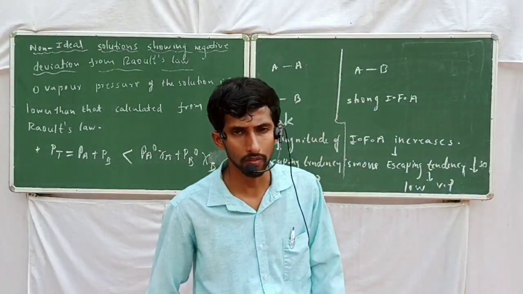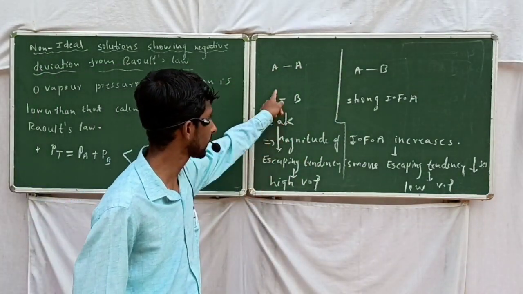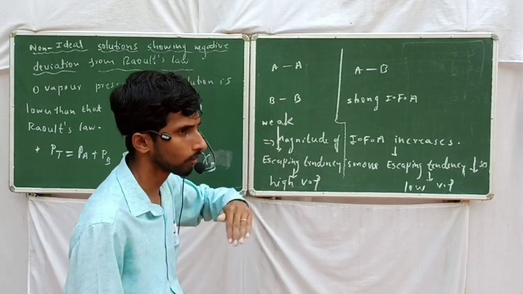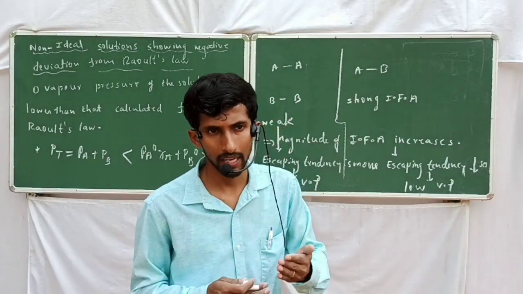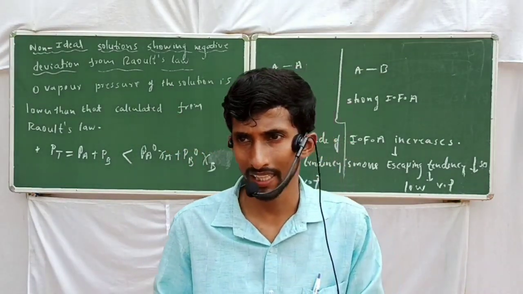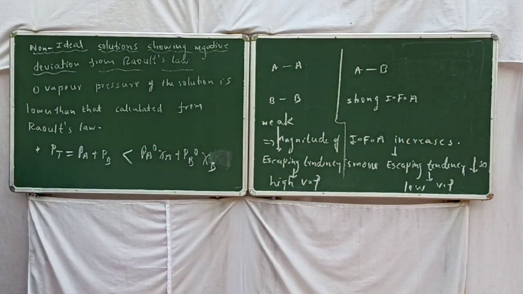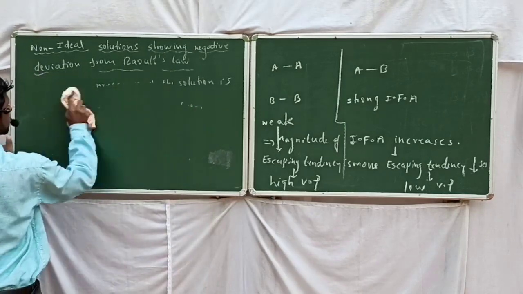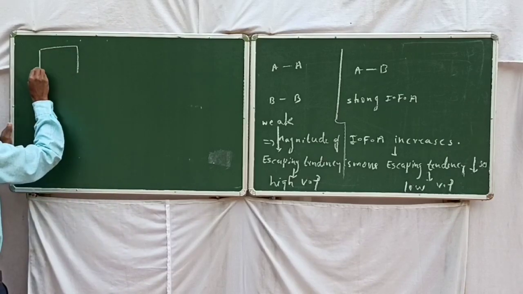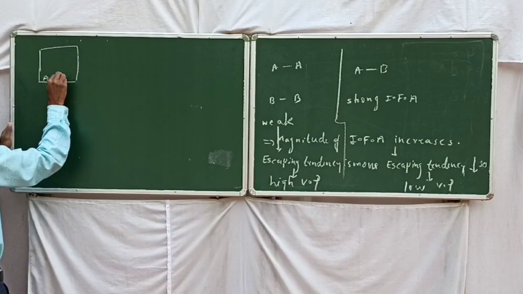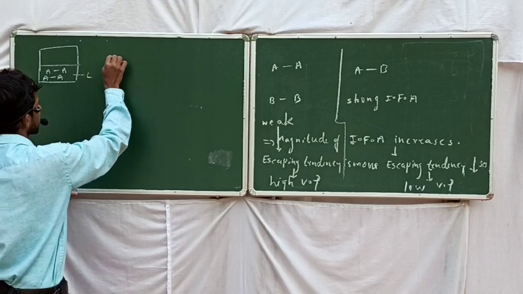That is what happens in case of a non-ideal solution showing negative deviation. Initially they have weak intermolecular forces of attraction between the molecules, but once you mix the two components, their intermolecular forces of attraction increase. If the intermolecular forces of attraction between the molecules increase, their escaping tendency decreases, so vapor pressure also decreases. Take this one, between A and A in the liquid phase. This one is B.